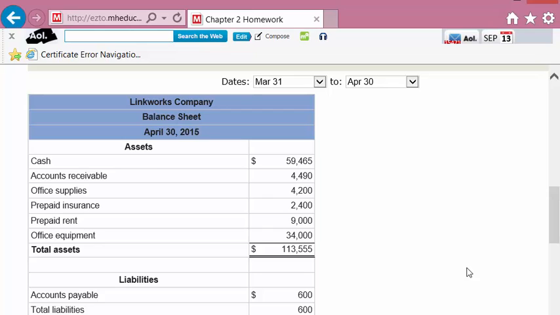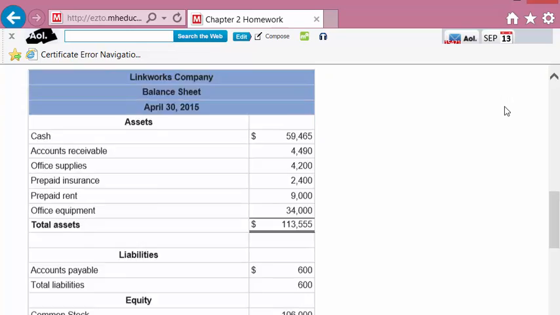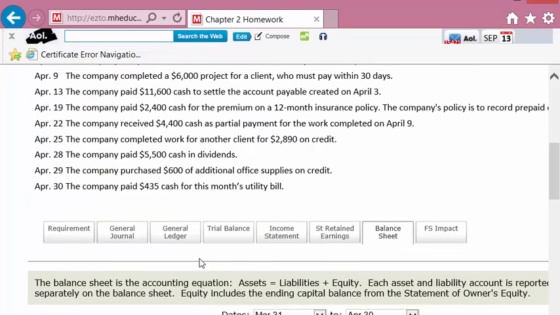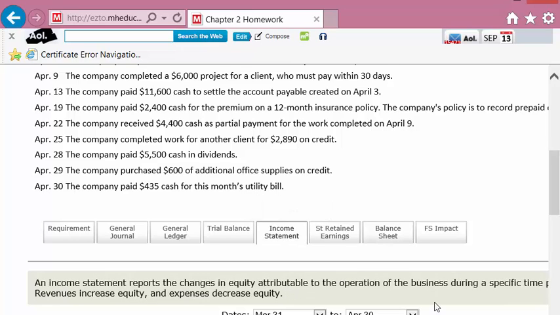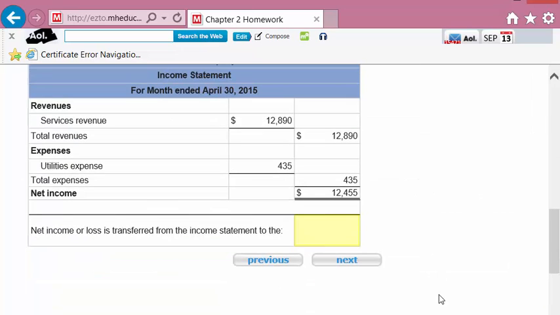Cash went down. Okay. And what's the other financial statement? Where we're going to see that? Good. Let's take a look at that income statement. I think we finally got some expenses on there, didn't we? Good. So this company had 12,455 of net income, didn't they? Okay, show me where the net income is going to show up on the financial statements.